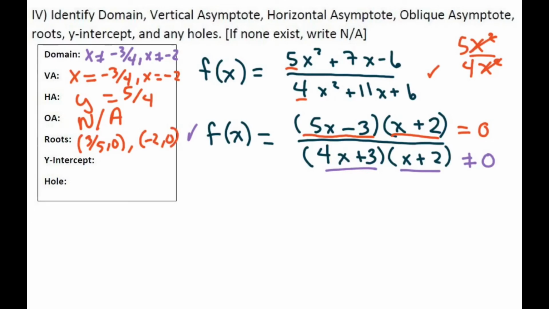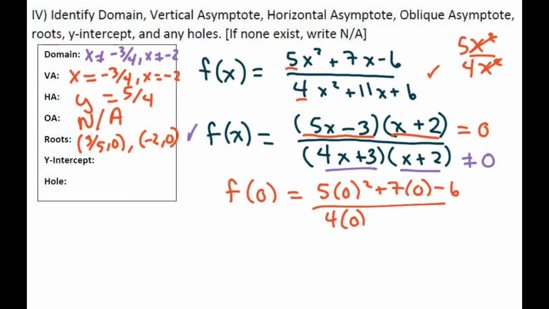The y-intercept is when you plug in 0. So when I plug in 0 here to everything, basically all this goes away because that's 0, and you just get negative 6 over positive 6, which is negative 1. So when x is 0, y is negative 1.